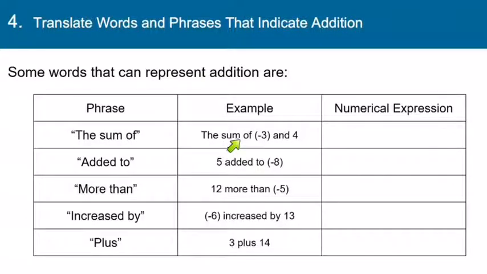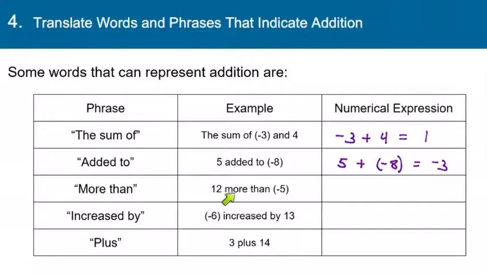First, the sum of negative 3 and 4. So remember, the sum means that we add. So we would write negative 3 plus 4. And of course, the signs are different here, so we subtract and use the sign of the larger number, and we get 1. Then we have 5 added to negative 8. So we would just write 5 plus negative 8. Of course, here the signs are different, so we would subtract and keep the sign of the larger number. That result would be negative 3.